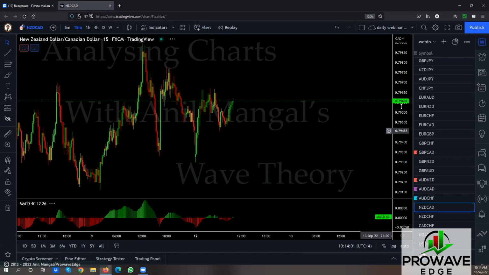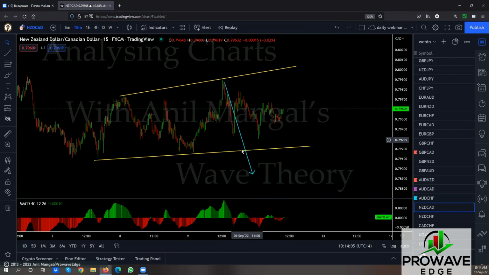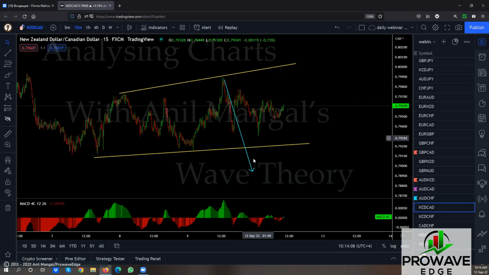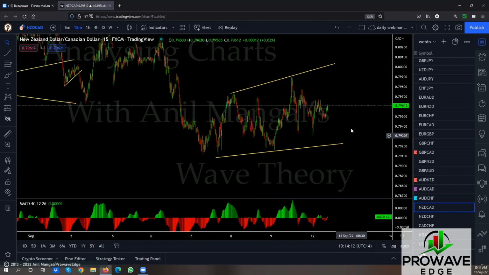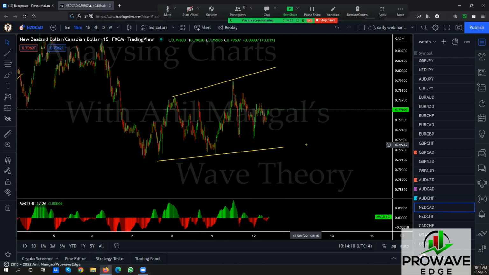New Zealand CAD. Okay, this still didn't drop. It didn't come back to this level. It did come back, but not to this level. So you kind of get, this looks like another correction here. This is one correction. This looks like correction. And this correction should come back to this level first, making this the flat.